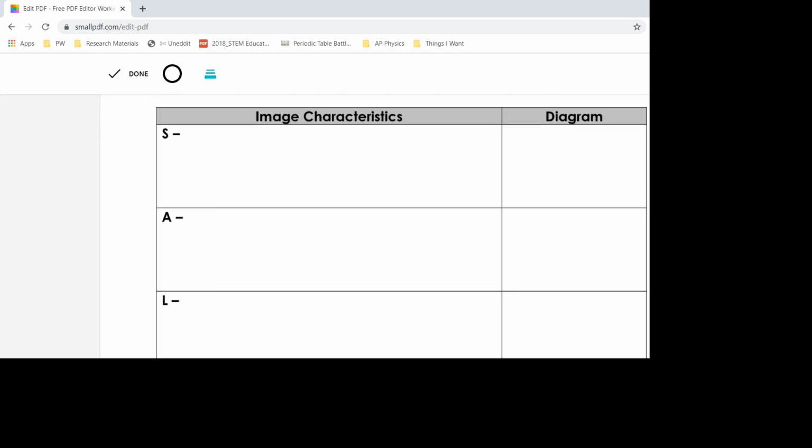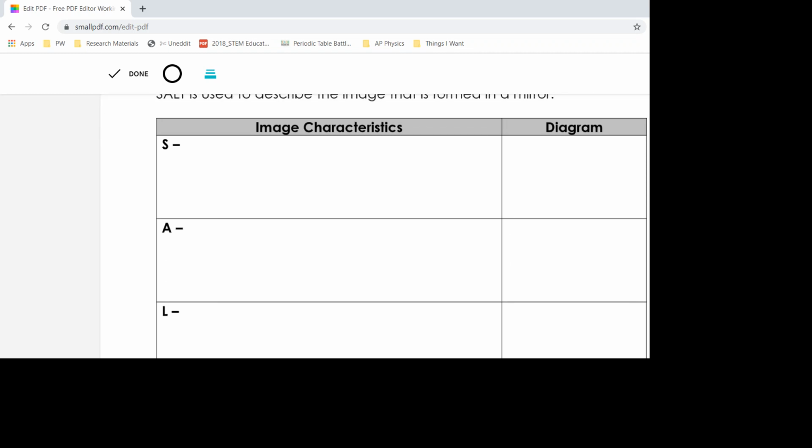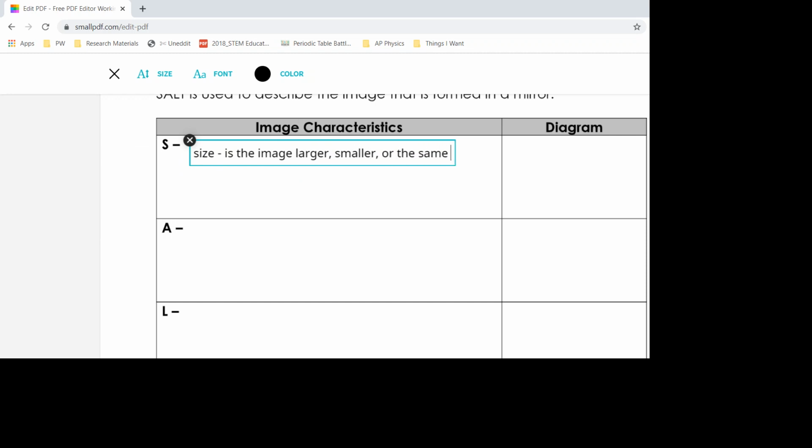All right, so let's continue to what SALT is going to be. This is an acronym that's going to help us characterize the image whenever we're trying to draw it. So I'm going to type in my text this time. So let's go in here. So S, as far as an image goes, is going to stand for size. Is the image larger, smaller, or the same size as the object? And that's going to depend on how far away from the object it is.